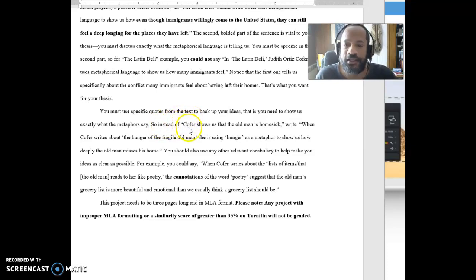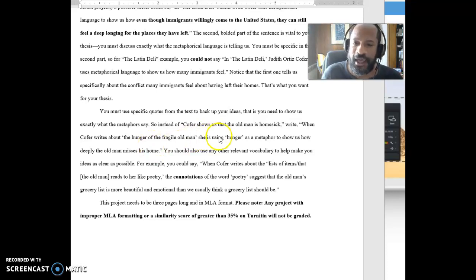So instead of saying something like Kofor shows us that the old man is homesick, we may say that's true, but how is it that you know that? What you want to say is what we say here. When Kofor writes about the hunger of the fragile old man, she is using hunger as a metaphor to show us how deeply the old man misses his home. You see how in that second one, I am using that term metaphor and I'm showing an example of the metaphor and showing how that metaphor gets us to the bigger idea here, right?